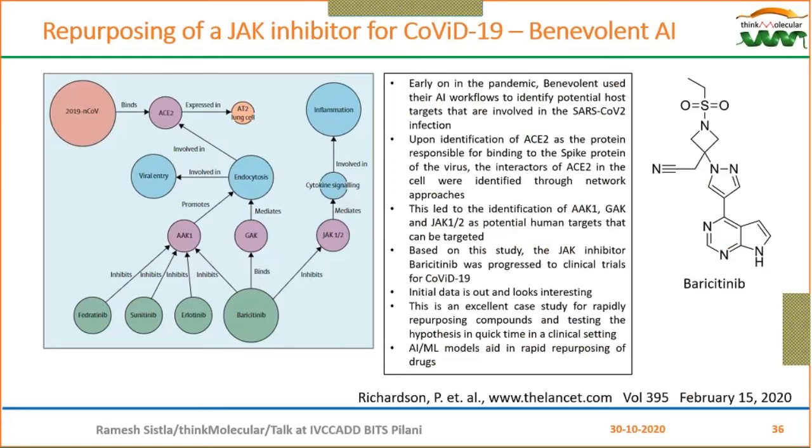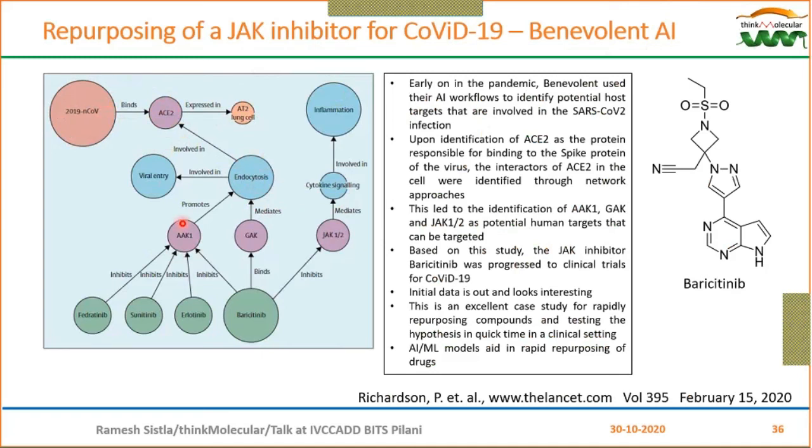To give you the most impactful contribution of AI, there is this company called BenevolentAI in the UK. Around February, when they found that SARS-CoV-2 was binding to the ACE2 protein through its spike protein, which is expressed in the lung cells, they went after this and found what it was involved in. They built what they called the knowledge graph. They found that it was involved in endocytosis. And through endocytosis, they then found what the host factors are which help in endocytosis.